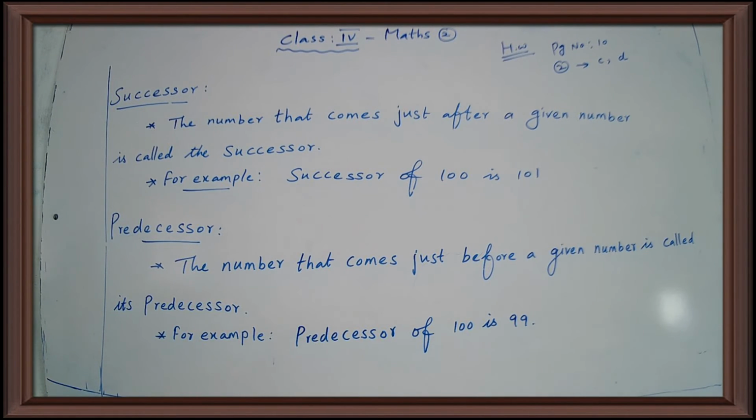Write fast children. Successor: the number that comes just after a given number is called the successor. For example, the successor of 100 is 101. Then second, predecessor: the number that comes just before a given number is called its predecessor. For example, the predecessor of 100 is 99. Write fast children.